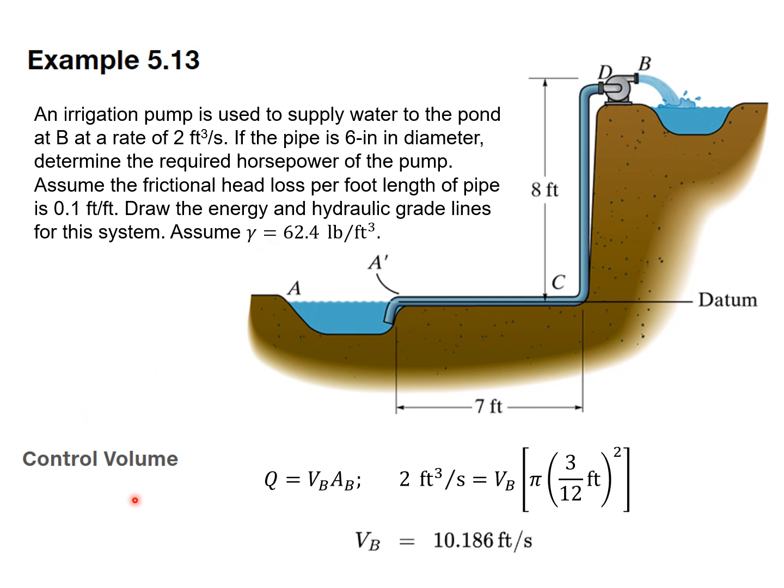The first thing we can do is define our control volume. Since the pipe has a constant diameter, it's easy to calculate the velocity. It's going to be the same everywhere. So we're told what Q is. It's 2 cubic feet per second. We know what the area is because we know the diameter of the pipe. So we can calculate V B to be 10.186 feet per second.